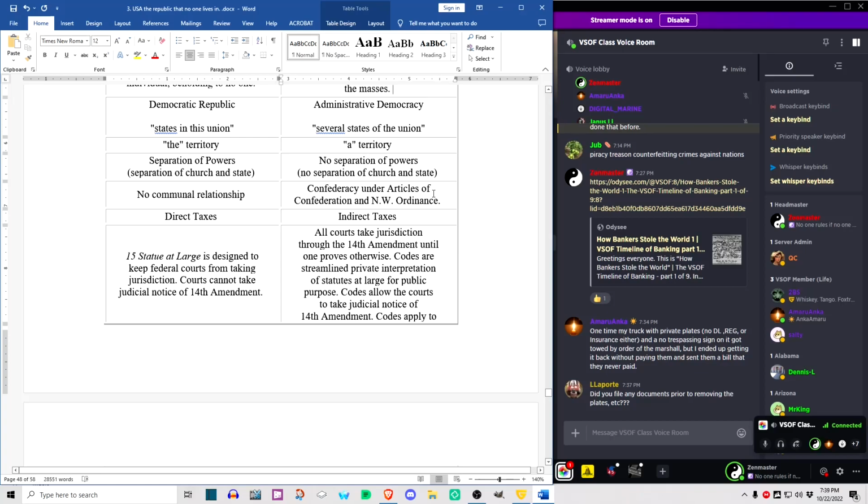And what he's getting at over here, Confederacy under Articles, Confederation, and Northwest Ordinance, these two documents are still in full force and effect, so I'm not exactly sure what he's getting at here, aside from the fact that they're operating under territorial law, meaning that the United States has the capacity to rule the territories. I guess maybe that might be what he's getting at here.